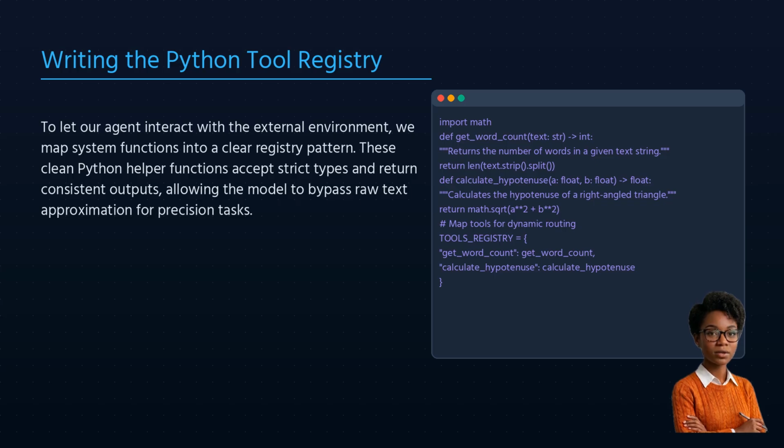By storing these functions inside a dictionary map, we create a registry pattern. This allows our central execution loop to perform rapid string lookups and invoke these Python helpers dynamically on the fly based on the structured requests emitted by our reasoning model.